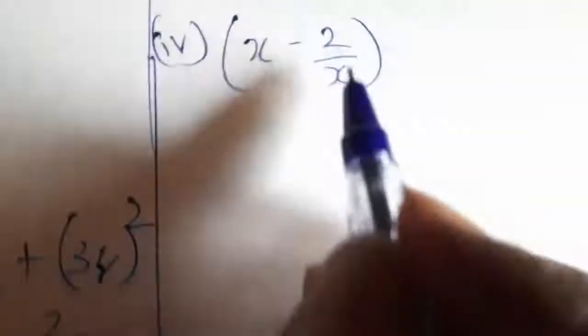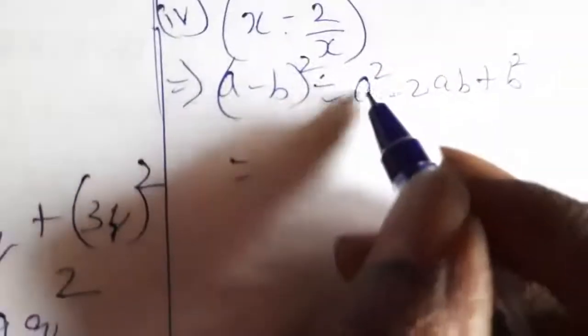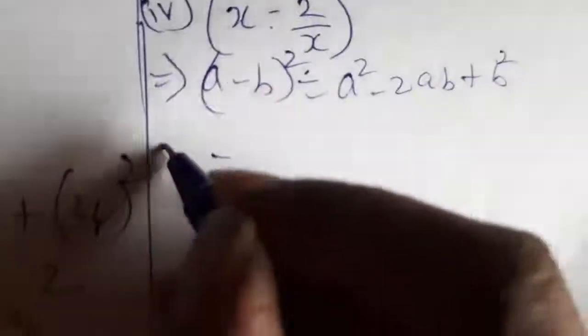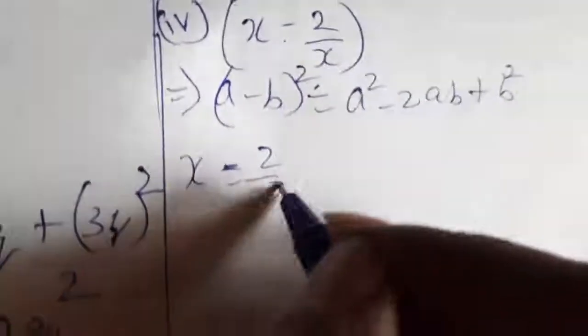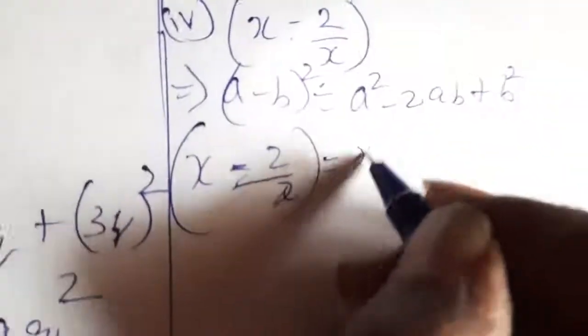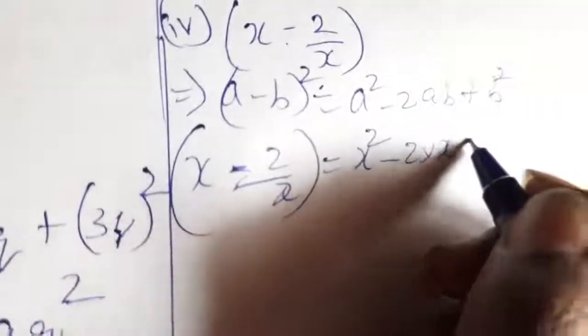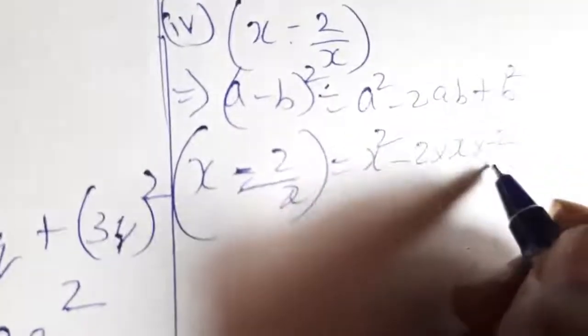Fourth one, (x minus 2 upon x). Once you see minus, you know which formula to use, whether a plus b or a minus b. (a minus b) the whole square is equal to a square minus 2ab plus b square. So a square means x square. So first let me write (x minus 2 upon x) squared is equal to x square minus 2 into x into minus 2 upon x.